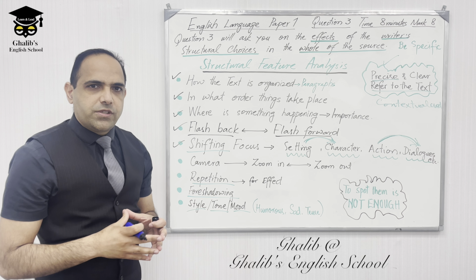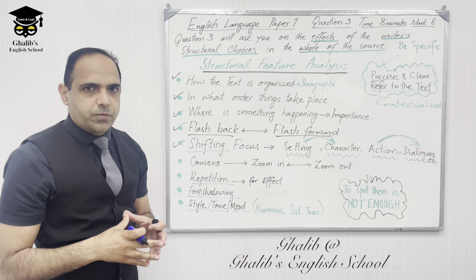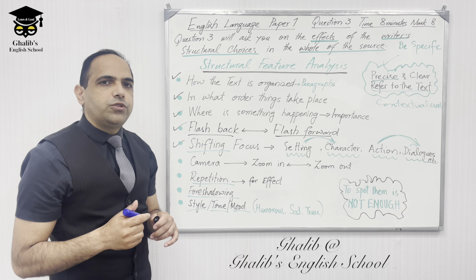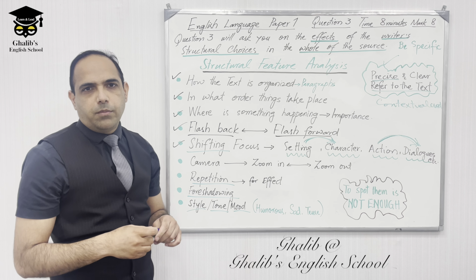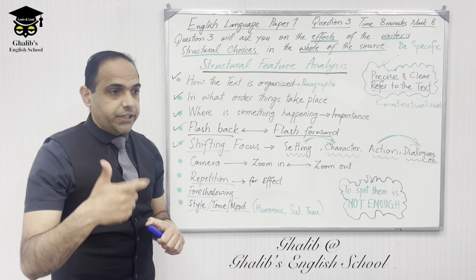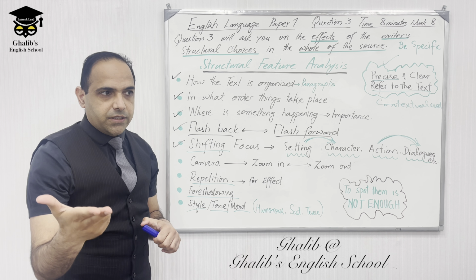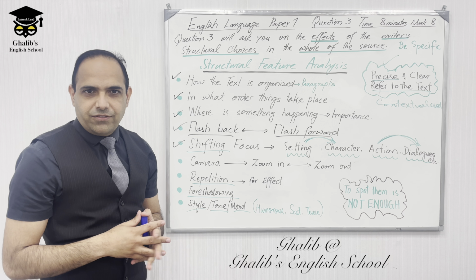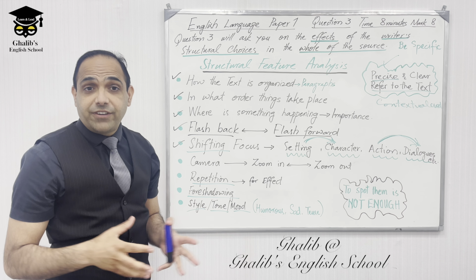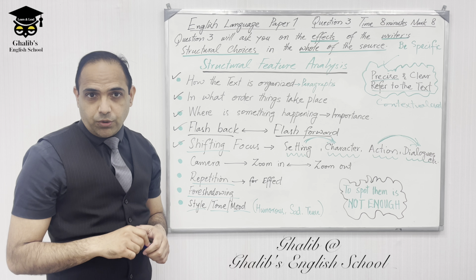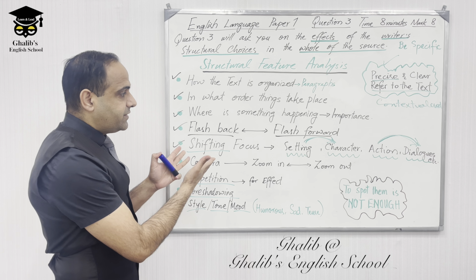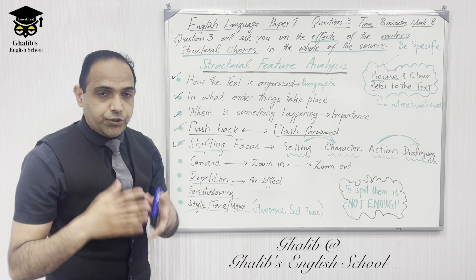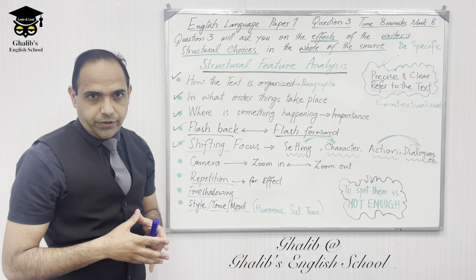Next point is shifting focus. Why has the writer used this technique? What's the purpose behind that? Sometimes you read different types of text. For example, you read persuasive text, informative text, instructive text. So what is the reason for all these texts? Because there are different audiences and we need to engage the audience. So writers use these techniques to engage you as a reader or as an audience.